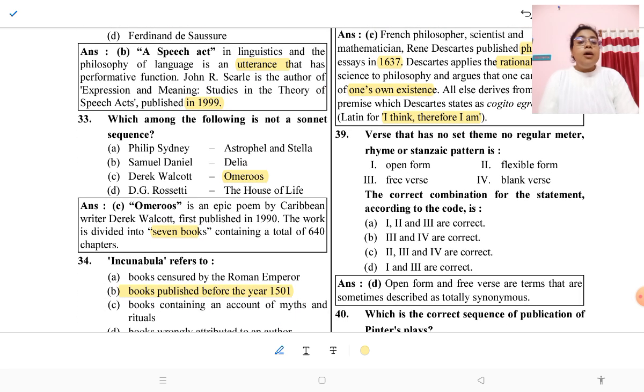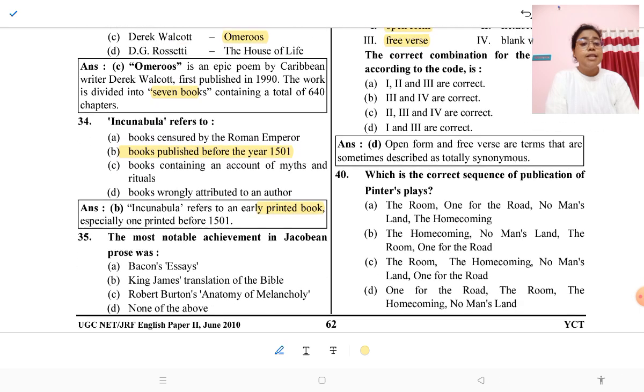Then, verse that has no set theme, no regular meter, rhyme or stanzaic pattern is called, options 1 and 3, open form and free verse. Open form and free verse are terms that are sometimes described as totally synonymous.